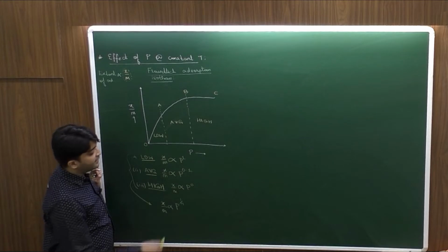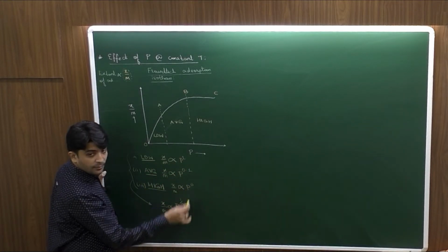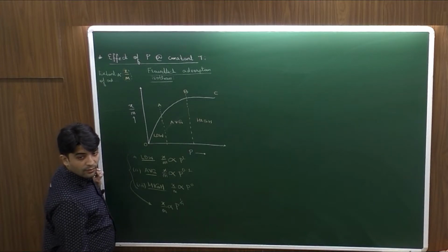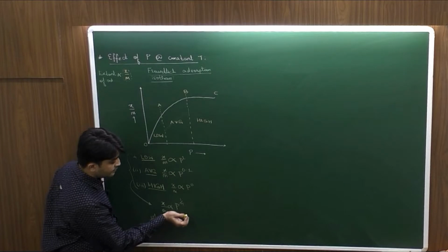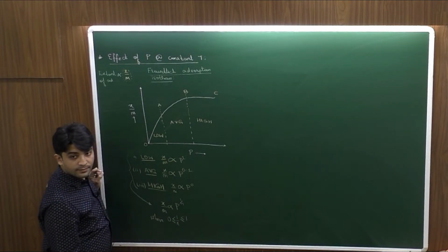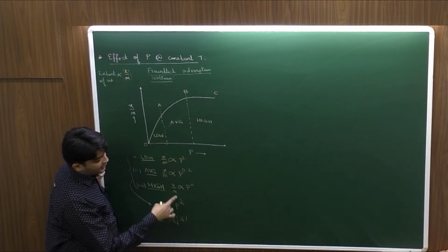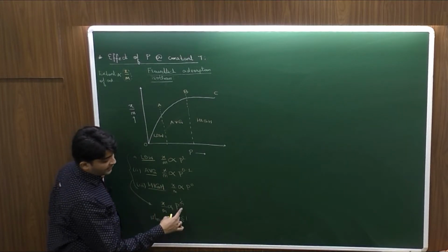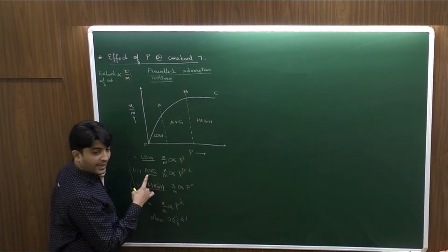It's given as x by m, the extent of adsorption, is proportional to P raised to a power 1 by n, where 1 by n can have values ranging between 0 and 1. So it can be greater than or equal to 0, less than or equal to 1. So 1 by n equal to 0, in that case high pressure region will come. 1 by n equal to 1, then low pressure region. If it is between 0 and 1, it will be average.